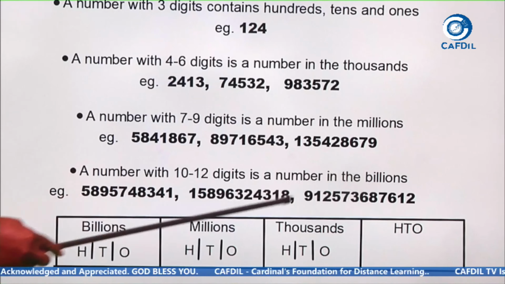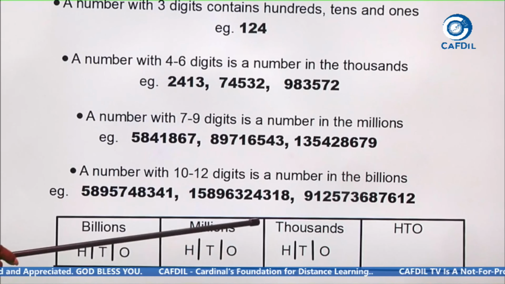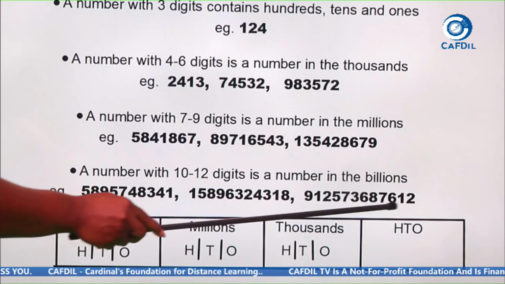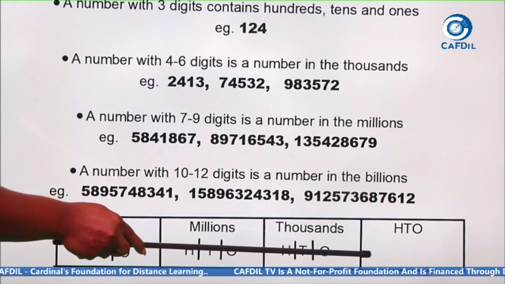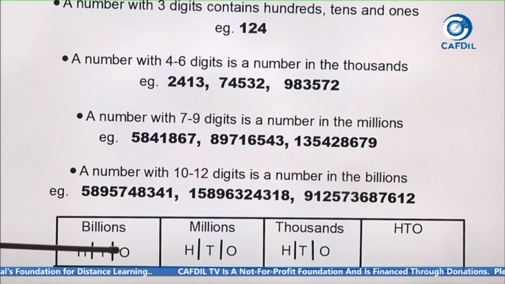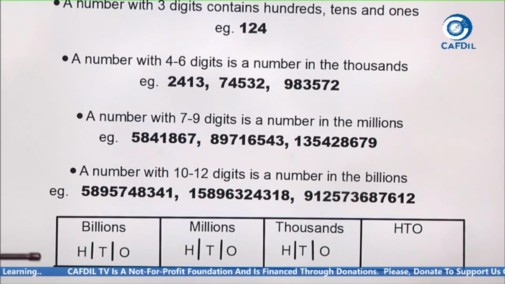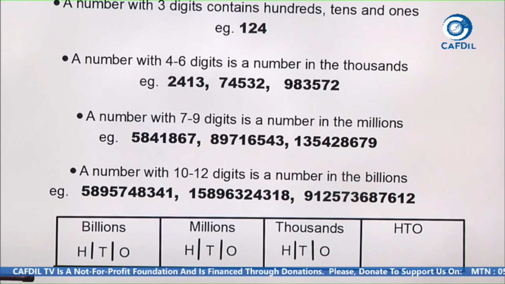Now the 3 will move to the millions. So you see, this number here, we'll be able to write the digits over here, and it's still in billions. When we move on, you understand what I'm saying well.